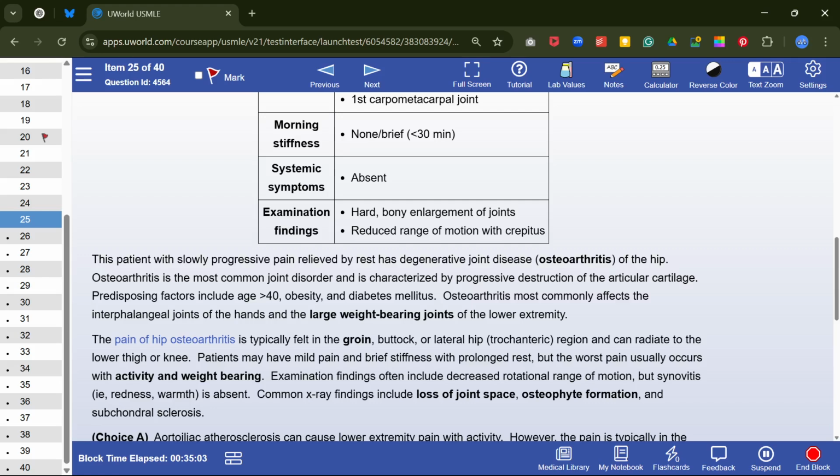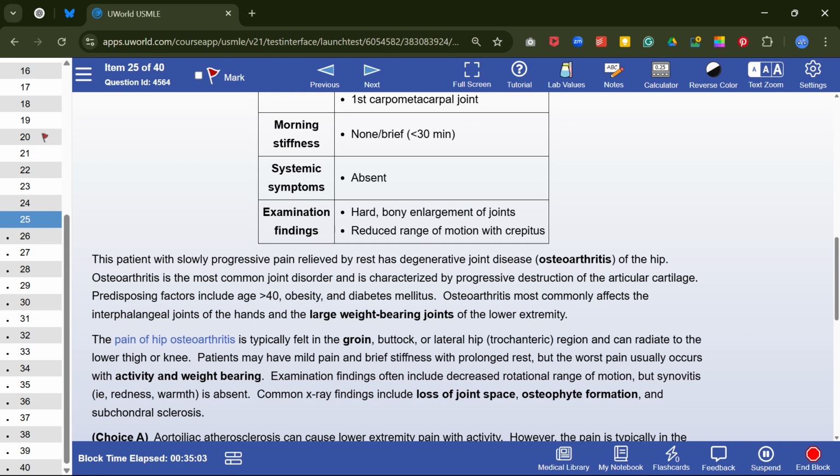Osteoarthritis most commonly affects the interphalangeal joints of the hands and the large weight-bearing joints of the lower extremity. The pain in hip osteoarthritis is typically felt in the groin, buttock, and lateral hip. It can radiate to the lower thigh and knee.